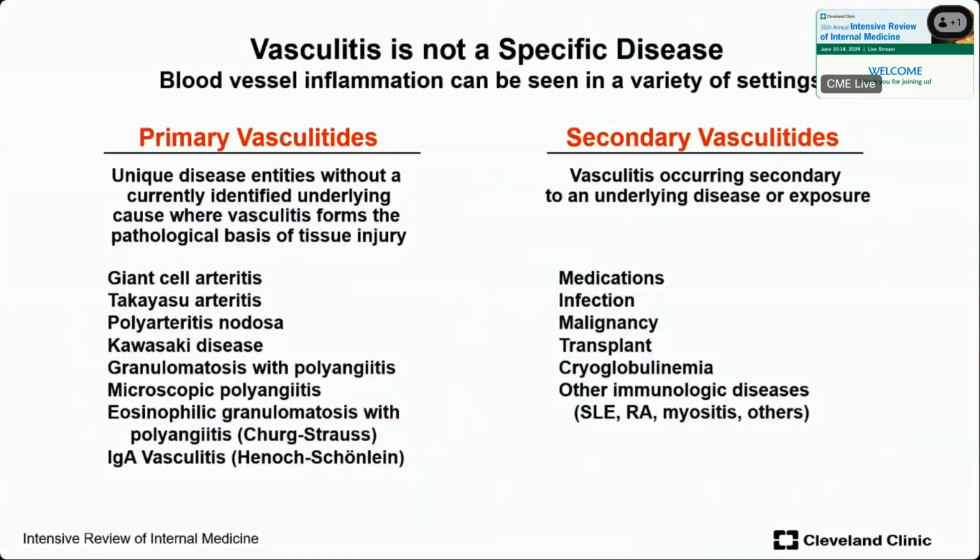Vasculitis, as mentioned, is not one specific disease, and blood vessel inflammation can be seen in a variety of settings. We can think of this broadly in two categories. Secondary vasculitis, where the vasculitis is occurring secondary to an underlying disease or exposure, and this can occur in the settings such as with medications, infections, malignancies, a patient with a transplant, cryoglobulinemia, and with other immunologic diseases. On the other hand, there are primary vasculitides that are unique disease entities that are without a currently identified underlying cause, and where vasculitis forms the pathological basis of tissue injury. And it is here that we will be having our focus today.